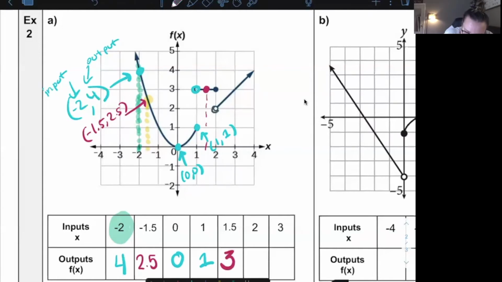Well, there's a point here that's an open circle and a point here that's a closed circle. Remember, the closed circle means it's included. We want that closed circle for our y value. So 2 would go with 3. And then for 3 as our input, well, we have a point right here on this line, and that point would be 3. There we go. We just found all of our outputs by reading the graph of our piecewise function.